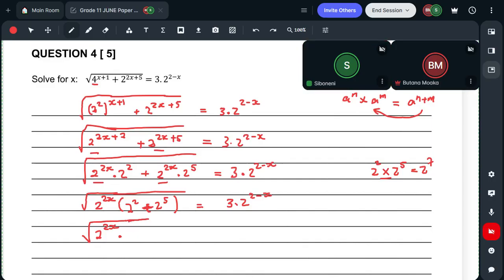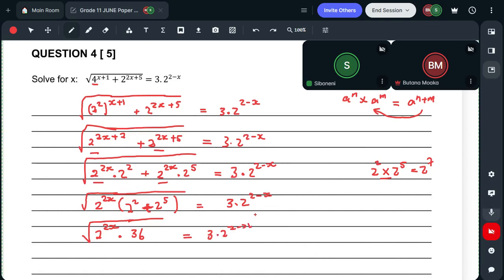Yes. I just need you to relax, né? Even when you write your exam, relax, take everything step by step, and then you'll see. You won't make mistakes. Then this will be 36. So, and this 36, it's equated to what? This 36, it's equated to 3 times 2 to the power 2 minus x.